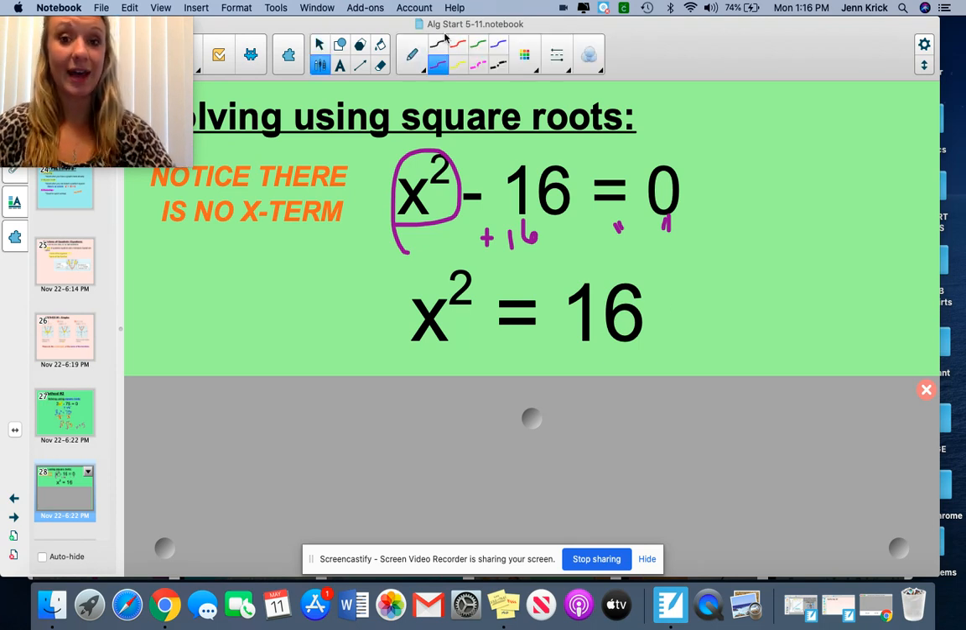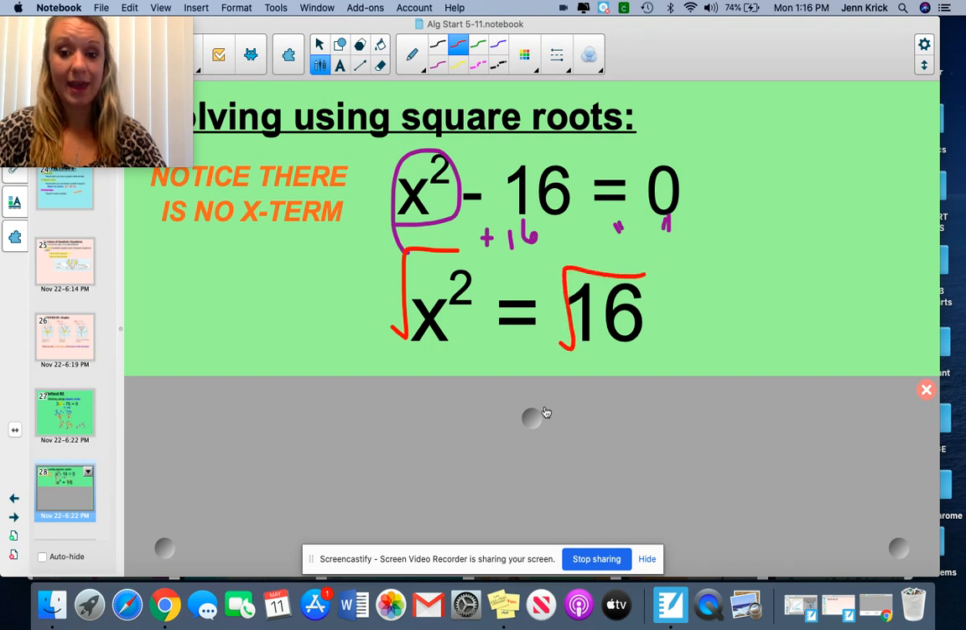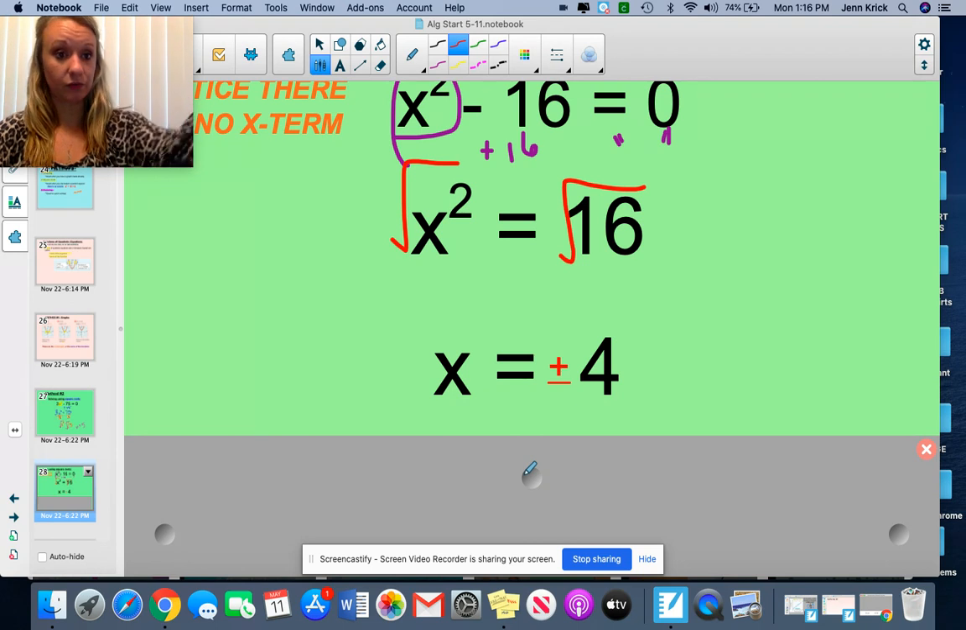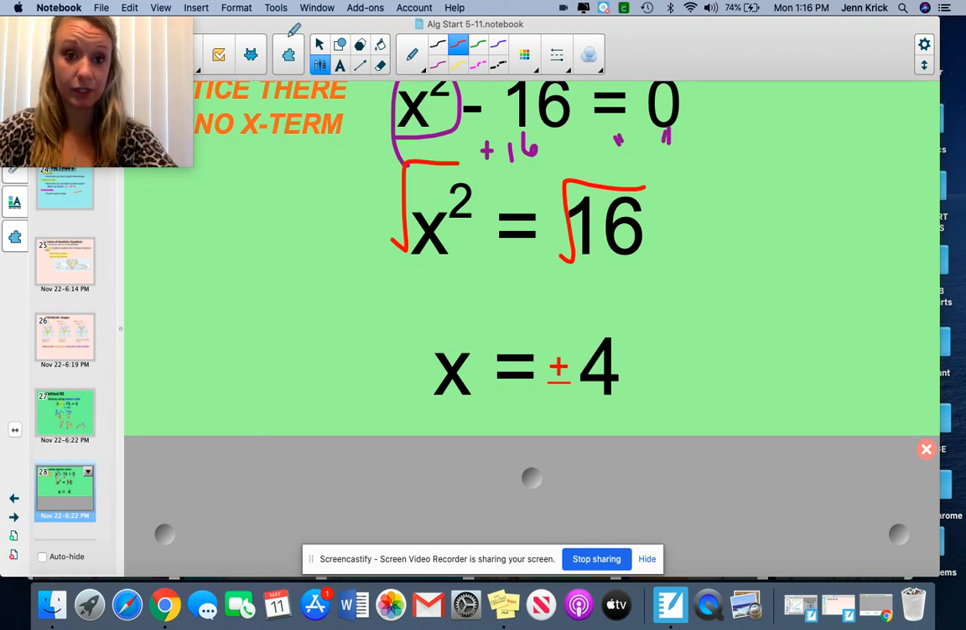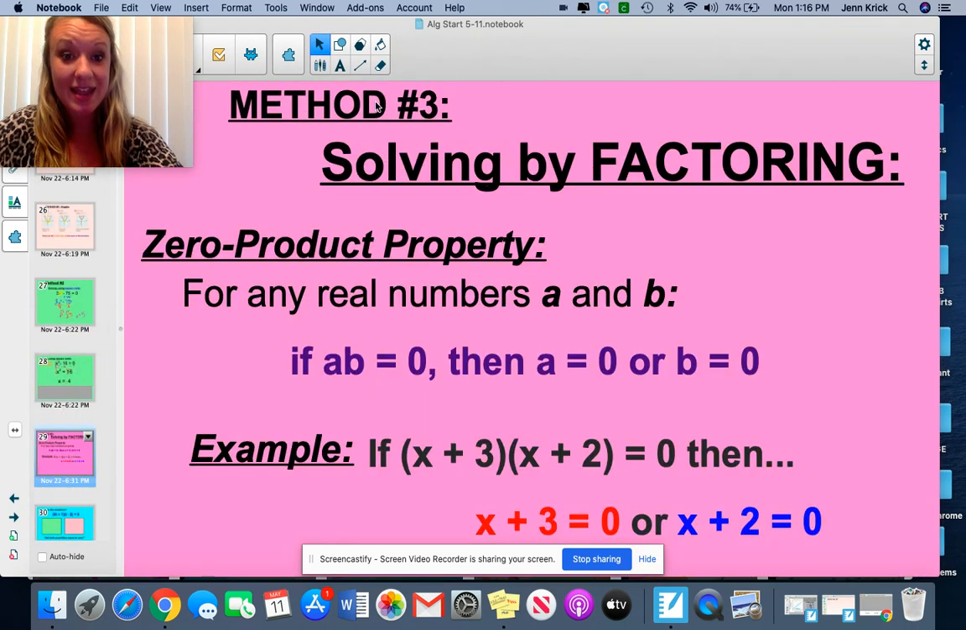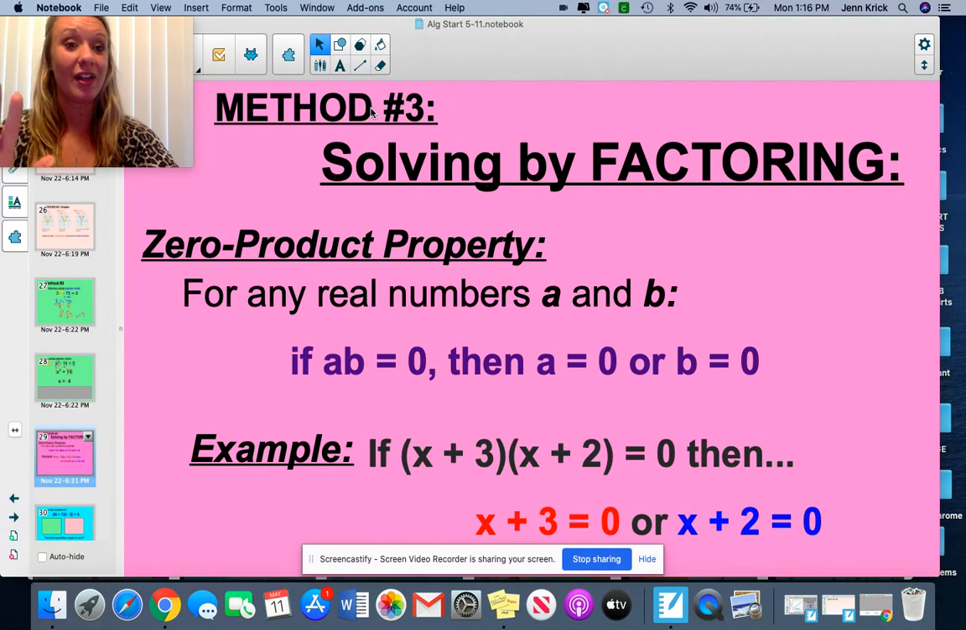The only way to isolate x from that exponent of 2 is to take the square root, and then you know that x will be equal to plus minus 4 because positive 4 works as a solution and negative 4. And that's it for the square root method. Pretty simple.